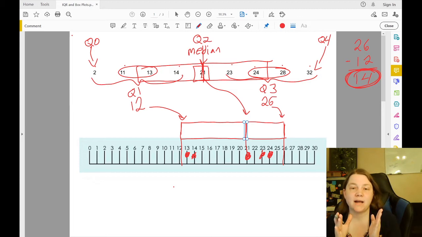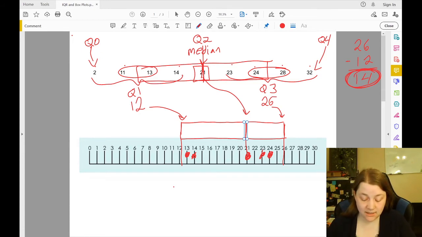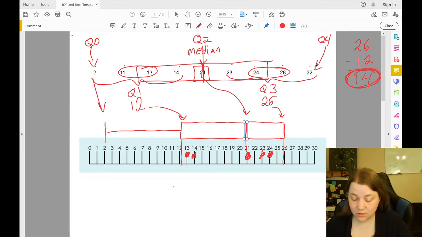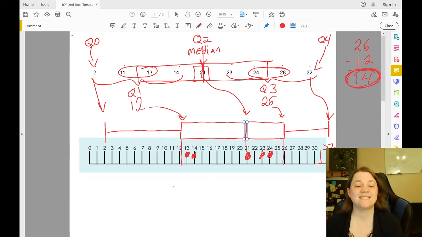Now, that's the box part. These are the middle numbers. These are the middle half of the numbers. We also want to know about the numbers that are on the outer half, which means we're going to put quartile 0, which is 2. You can see that right there. And quartile 4, which is 32, which is inconveniently not on my number line, but we can certainly adapt to that. So I've put extra lines now, and I've connected them with a single line.